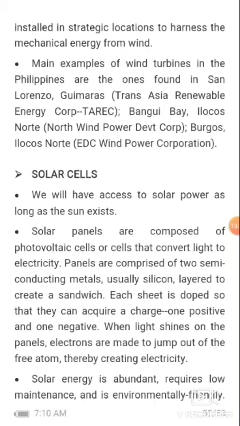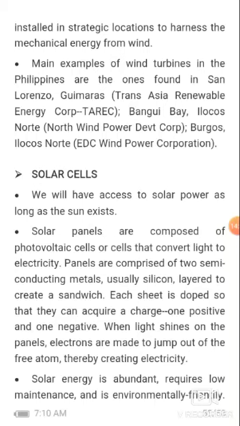Next is solar cells. We will have access to solar power as long as the sun exists. Solar panels are composed of photovoltaic cells, or cells that convert light to electricity. Panels are comprised of two semiconducting layers using silicon layered to create a sandwich. Each sheet is doped so that they can acquire a charge, one positive and one negative. When light shines on the panels, electrons are made to jump out of the free atom, thereby creating electricity.